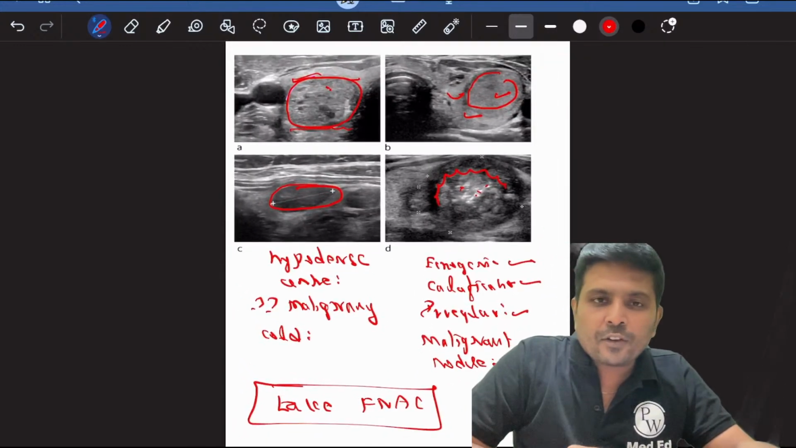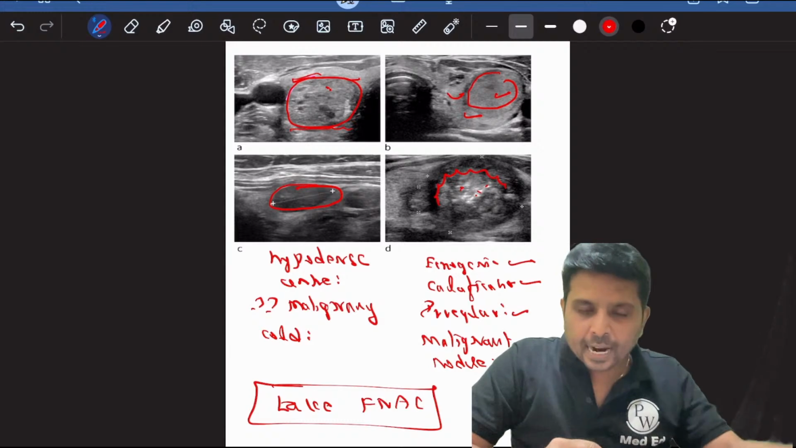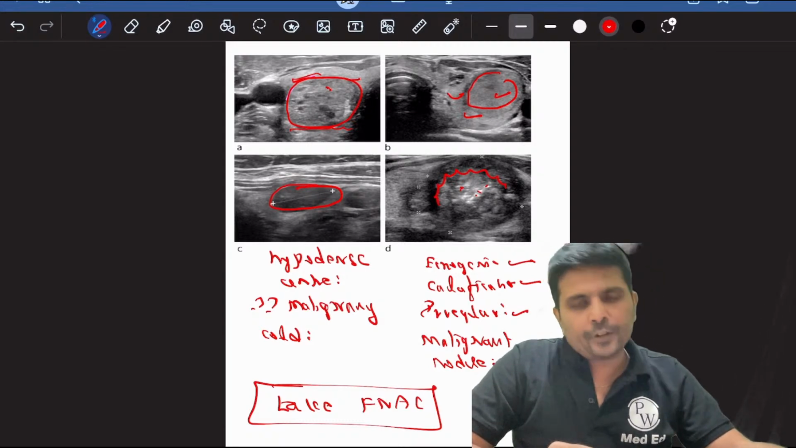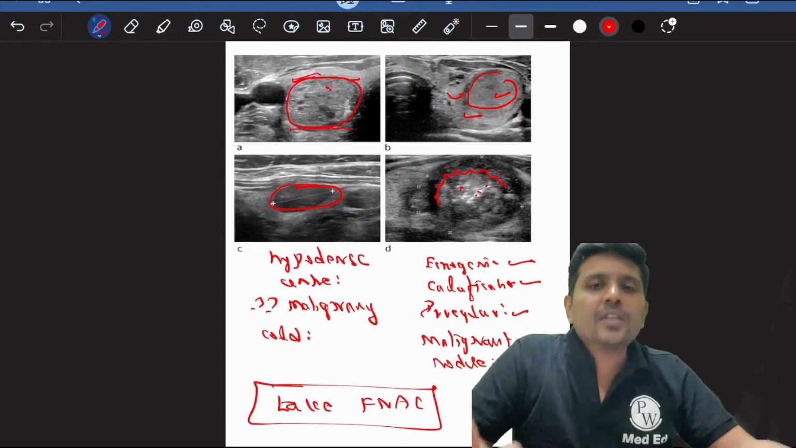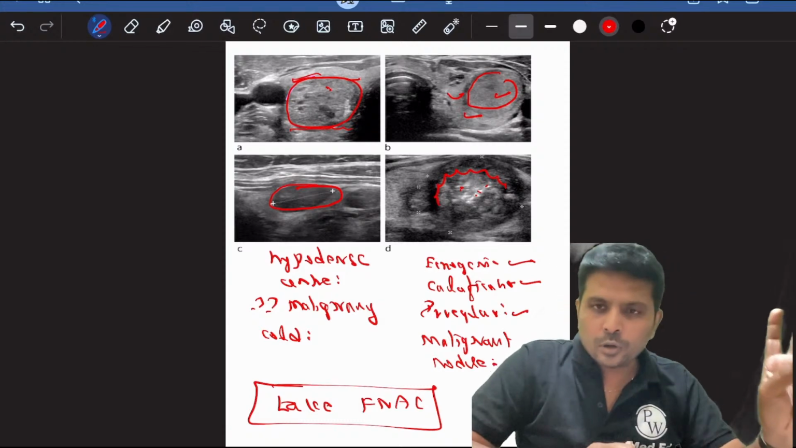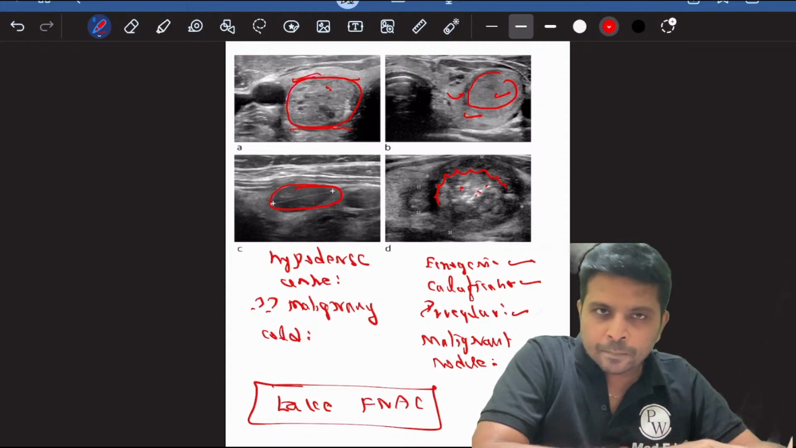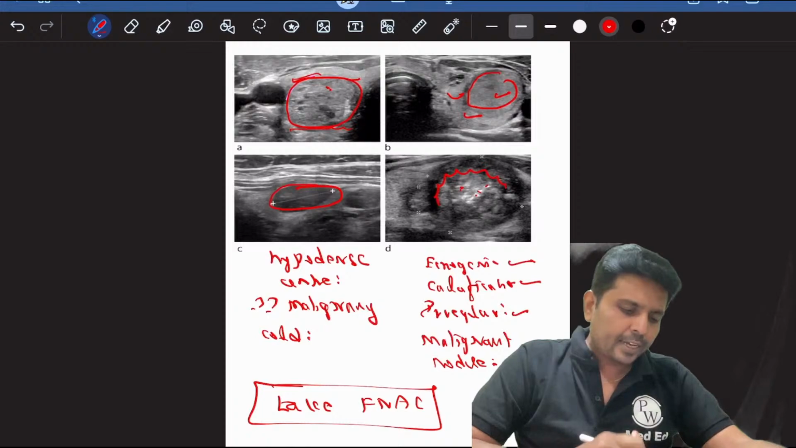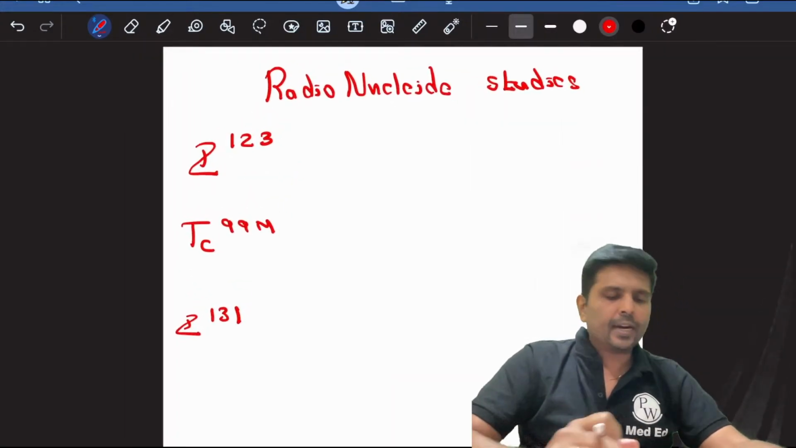So what is the role of ultrasound thyroid gland? What is the role? One is identification, presence or absence of thyroid gland, presence of ectopic thyroid gland. Third one is identifying the features of the malignant cold nodule. Right. So thyroid functions, one is T4 TSH. The second one is ultrasound thyroid. Okay, then the third one is radionuclide studies.